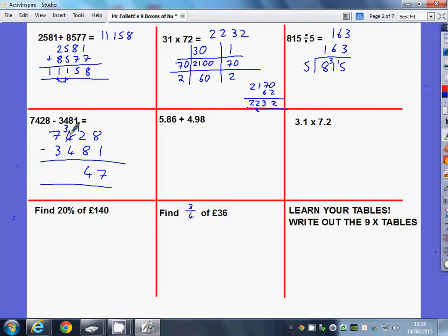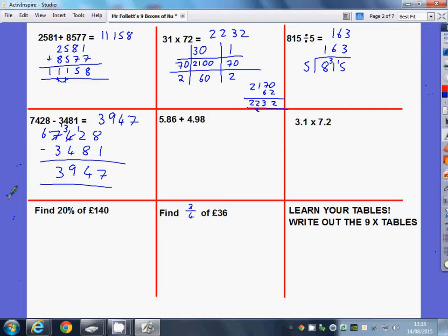Again, 3 take 4 we said we can't do, so we're going to borrow one of this one. So that 7 becomes a 6, and that makes that one there 13. 13 take 4 is 9. 6 take 3 is 3. So we get an answer of 3,947.